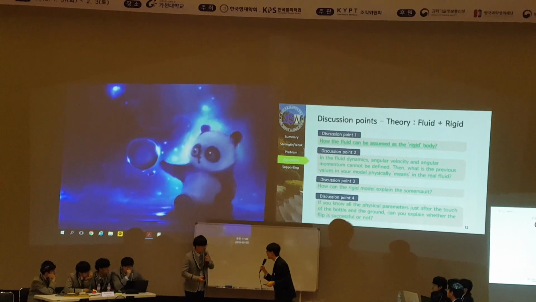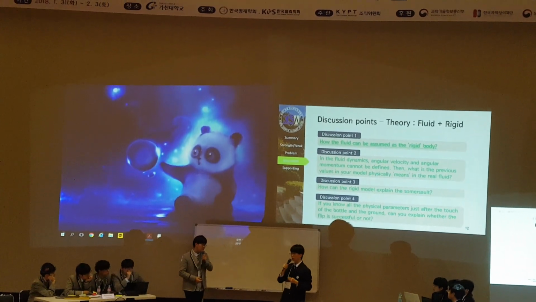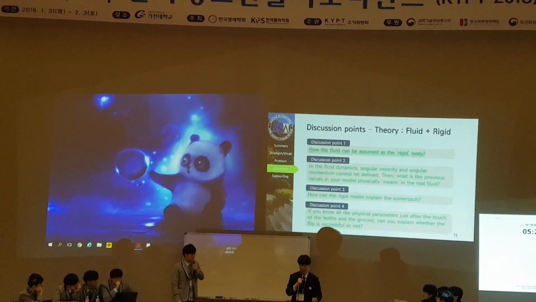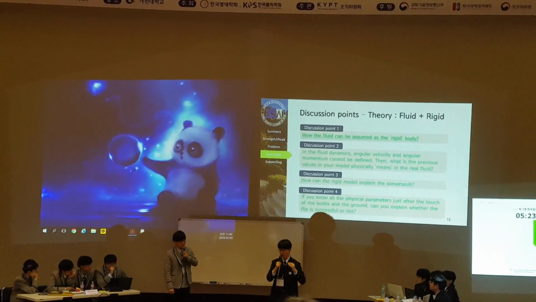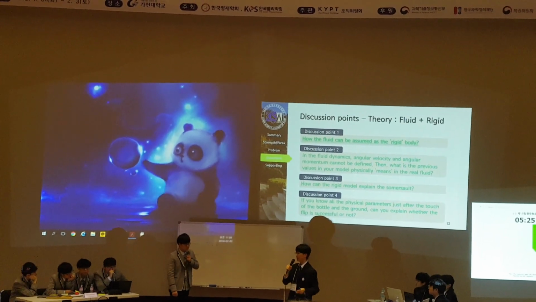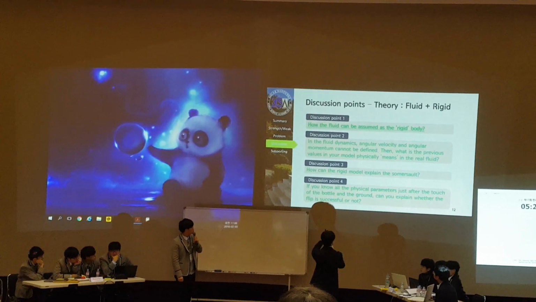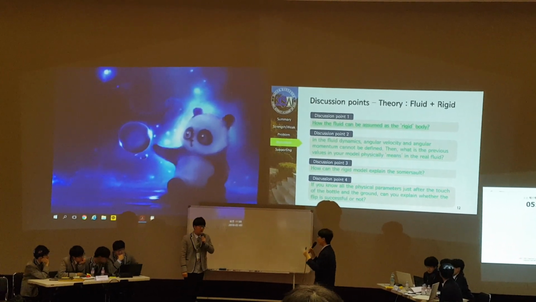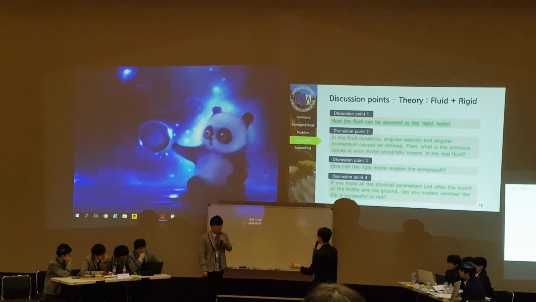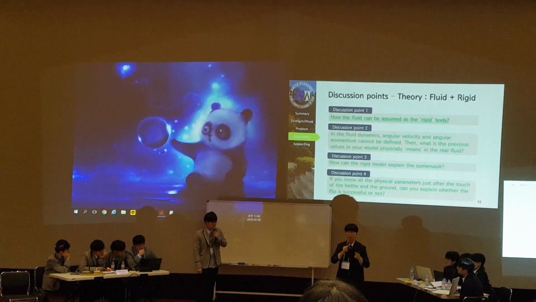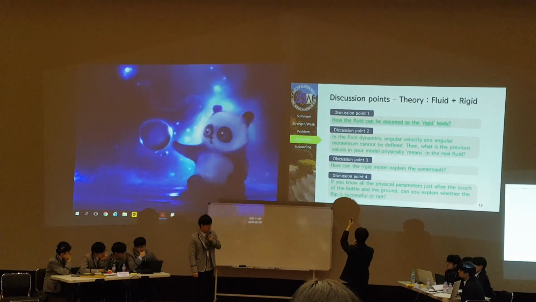Excuse me, sir? Did I ever mention the angular velocity of the liquid? No, sir. However, you have mentioned the rigid body model, and in the rigid body model, you have suggested angular velocity and angular momentum. So, in your rigid body model, they are clearly stated. However, I'm just curious how it can be explained in the real fluid problem with these kinds of values.